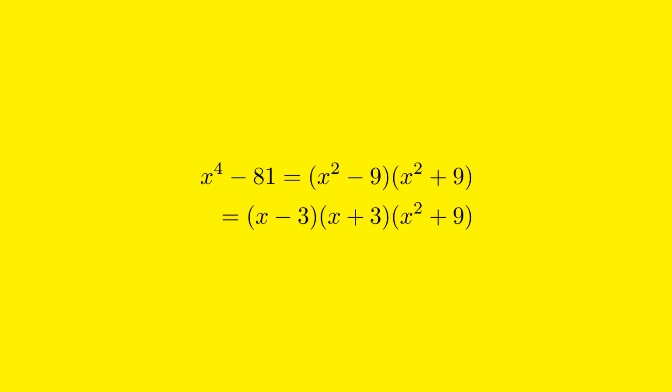Step 3. Since x squared plus 9 does not factor further using real numbers, we have completed the factorization process. Therefore, the fully factored form of x to the fourth power minus 81 is x minus 3 times x plus 3 times x squared plus 9. This is the final step.